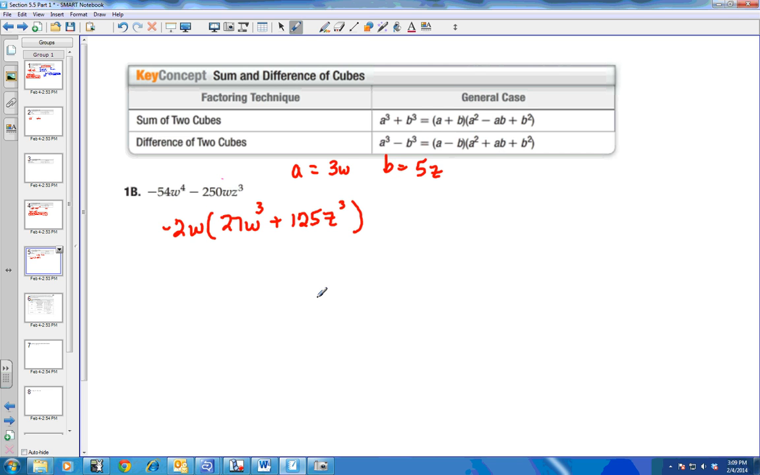Z. So I'm going to take this a and this b and plug it into this top formula, because look, it's plus now, so it's the sum of two cubes. So I have negative 2w, and it says a plus b, so 3w plus 5z, a squared. So when I square a, I get 9w squared minus a times b, so 3w times 5z is 15wz plus b squared. When I take my b and square it, that's 25z squared. And that's our answer.